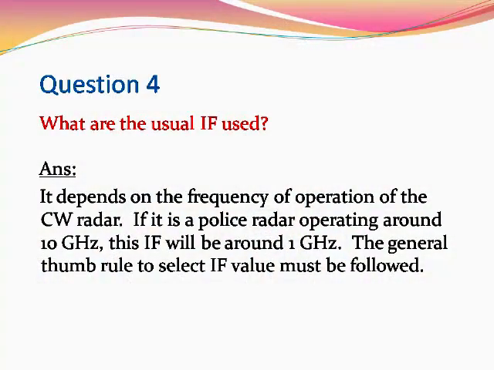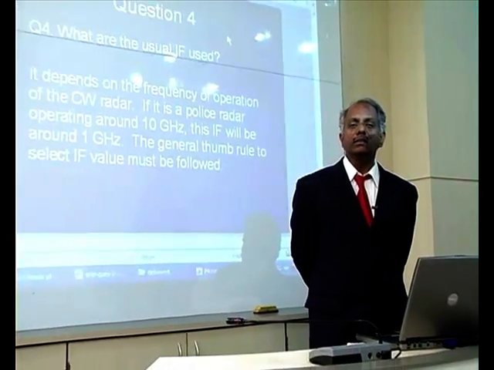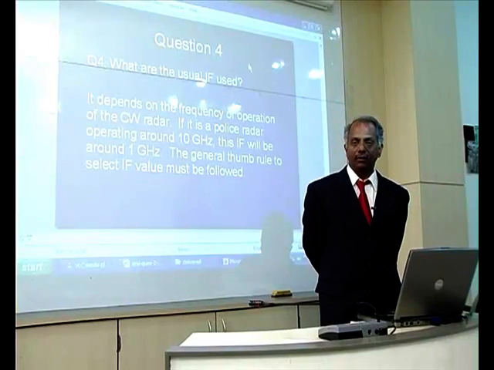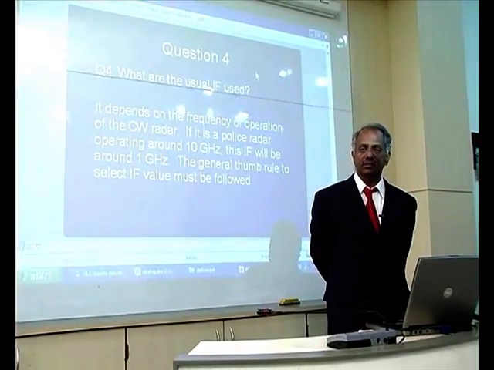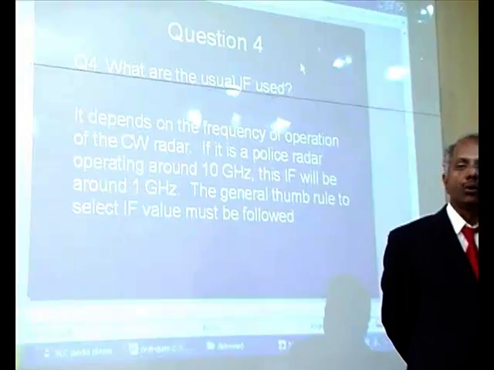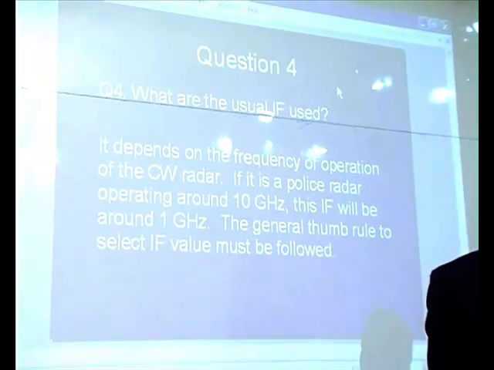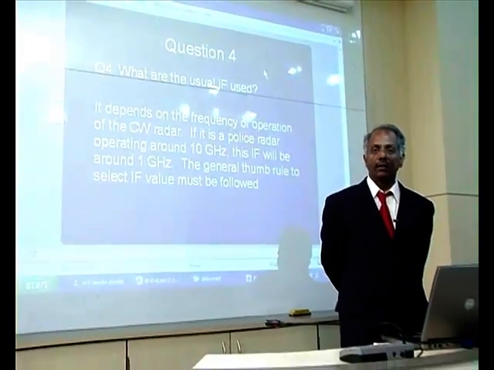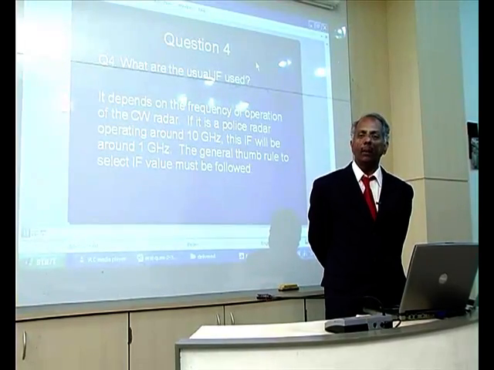Sir, what are the different IFs that are used? What are the usual IFs used? The IF is chosen so that the image frequency of the signal is definitely out of range of the operation. That is a thumb rule used in communication engineering. Here also, in the case of radar systems, we use the same principle. So for a 10 gigahertz radar, we normally choose the IF to be around 1 gigahertz. That means 1/10 of the RF signal input will be the IF chosen. In general, it will be in the range of 1/3 or 1/5 depending on the application.